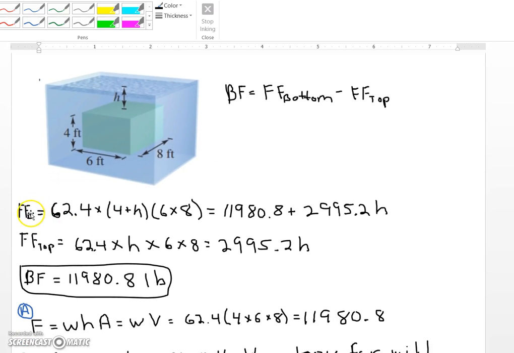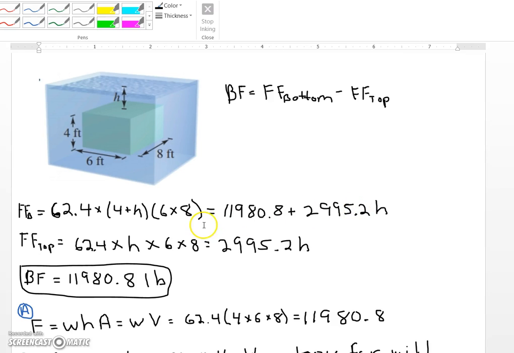So the fluid force pushing up from the bottom would be how deep the bottom is. So that's 4 plus h. This is how deep the bottom of the box is, times the surface area of the bottom of the box, times the weight density of the fluid, which is in this case water, 62.4 pounds per cubic foot. So we distribute all that out and we have this expression for the fluid force pushing up from the bottom.